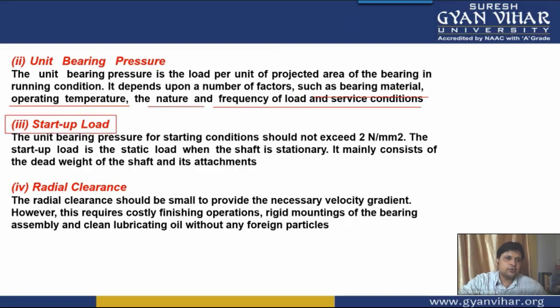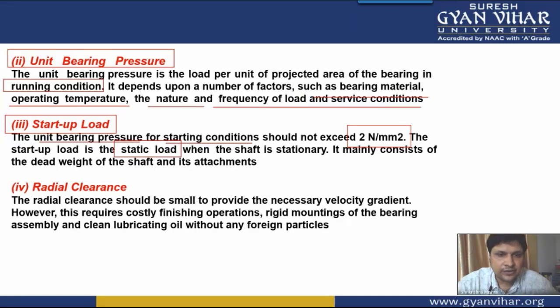Then after, startup load. This unit bearing pressure is for the situation when the bearing is running. While at the start, we all know that a larger load has to be sustained by the journal. So in that case, we calculate the startup load. Unit bearing pressure for starting condition should never exceed 2 Newton per mm square. The startup load is basically the static load when the shaft is not rotating. When the shaft is stationary, the load that is sustained by the journal at that time is known as a startup load.